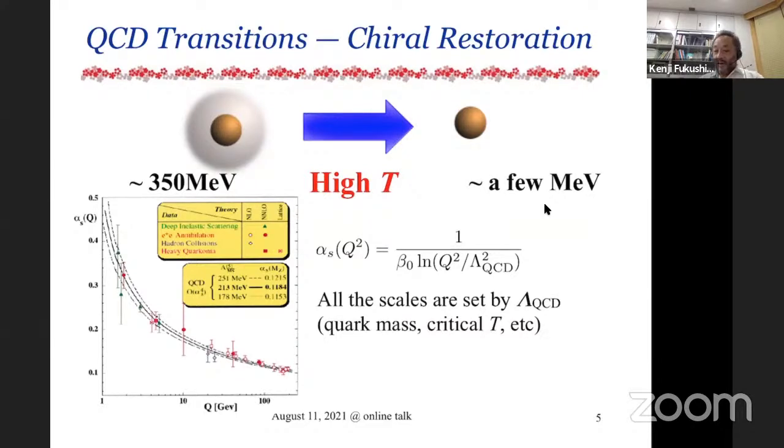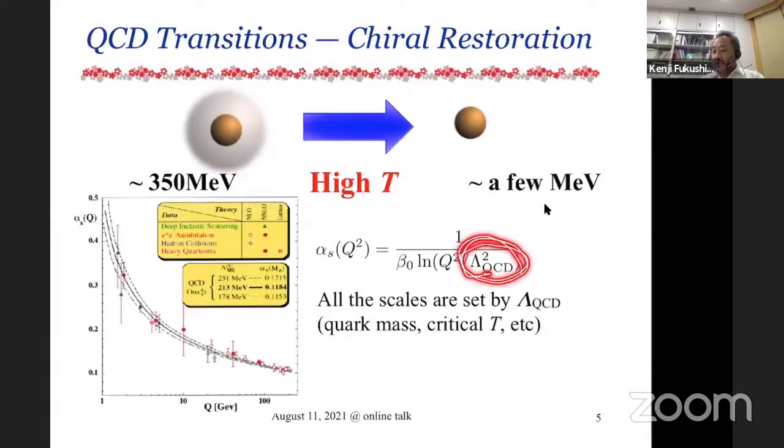When the temperature is small or the density is small, in the QCD vacuum, the quark comes together with the interaction clouds around it, and then the bare quark mass is only a few MeV. However, the dynamical quark mass is several hundred MeV, which is the QCD scale. This scale originates from the running coupling constant, and in the running coupling constant you see the typical QCD scale called lambda QCD.